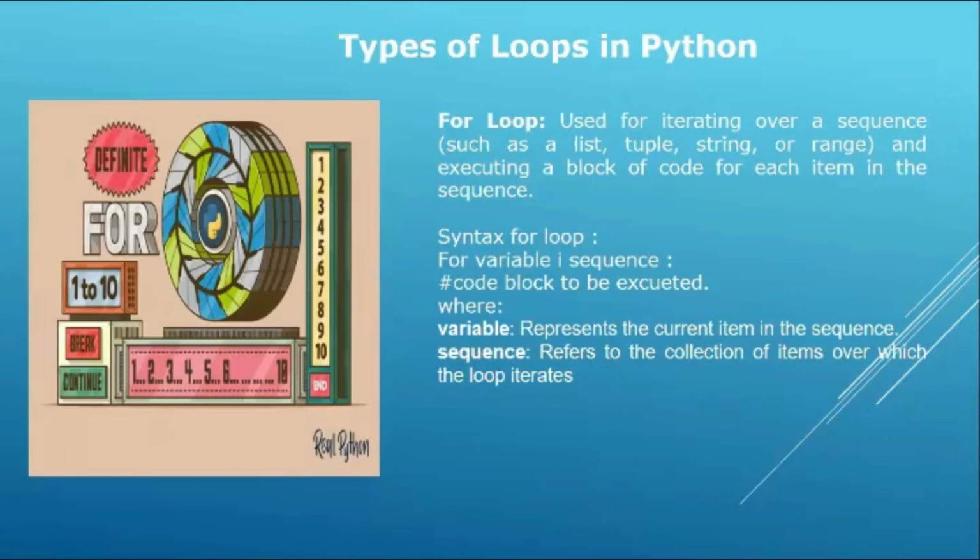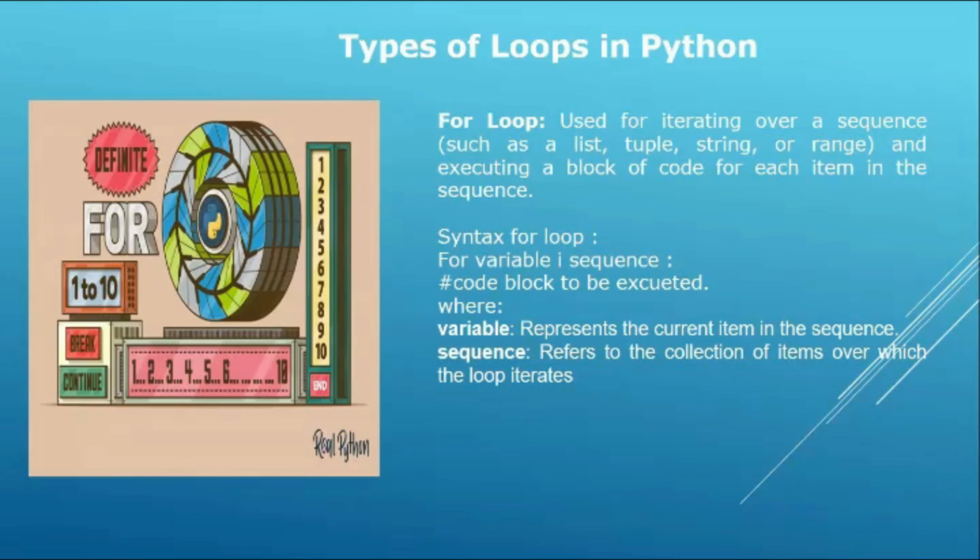The next part coming into the picture is the types of loops in Python. The first type is the for loop, a very important loop. The for loop is used for iterating over a sequence such as a list, tuple, string, or range, and executes a block of code for each item in the sequence. If I want to execute the block of code for each item, that time I'm going to use a for loop.